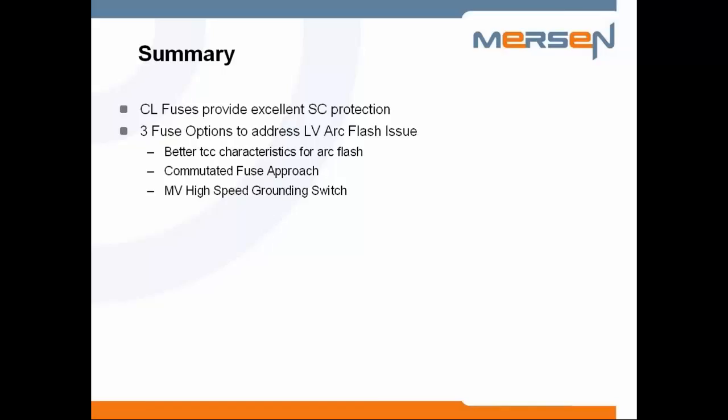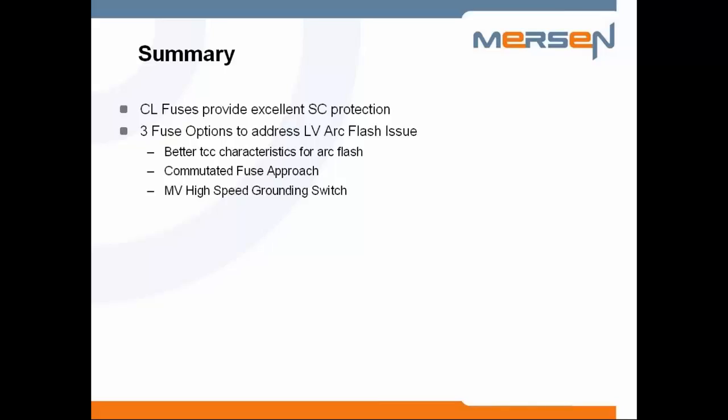The second approach, a commutated fuse approach, we showed a new product that had the commutated fuse within the same body as the main fuse. And with this approach, with a relay either in maintenance mode or an arc flash relay on the secondary side, you could get clearing times in less than 100 milliseconds and expect incident energies below the category 2 level of 8.0 calories per square centimeter.